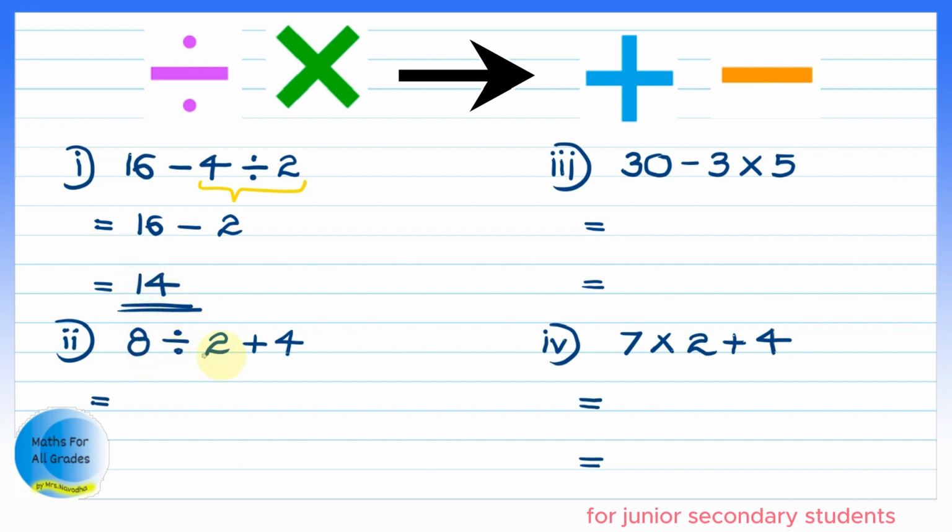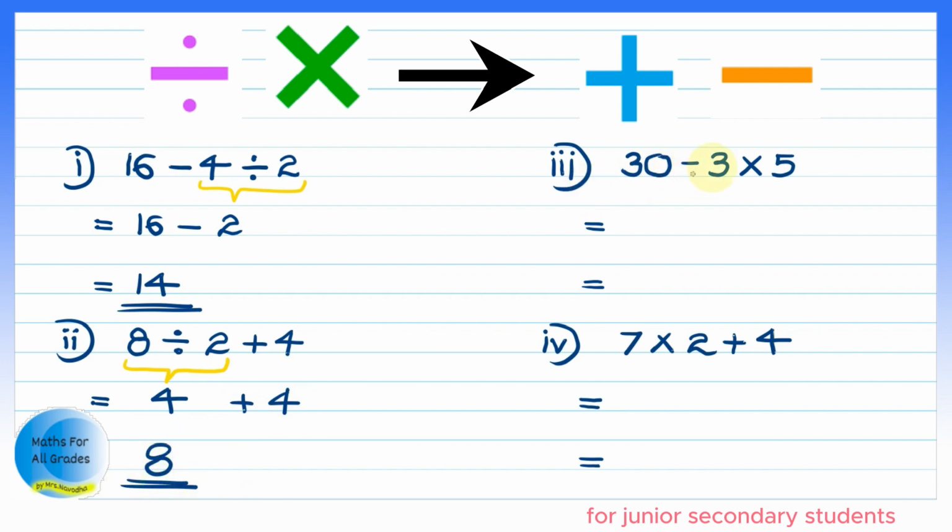Problem number 2. 8 divide 2 plus 4. We have division and addition. We do the division first. You know it has more power. 8 divided by 2 equals 4. Write it below. 4 plus 4 equals 8. So this is the final answer.